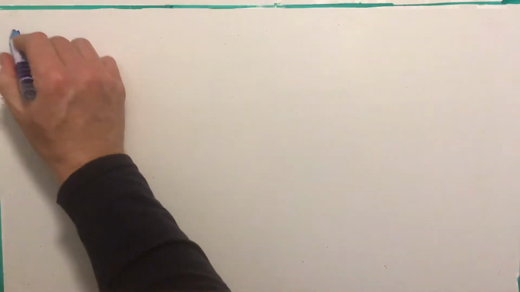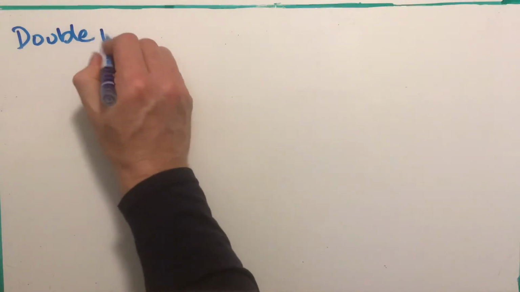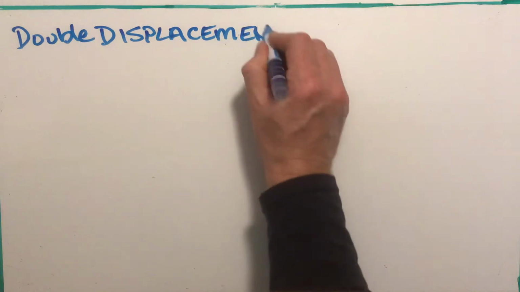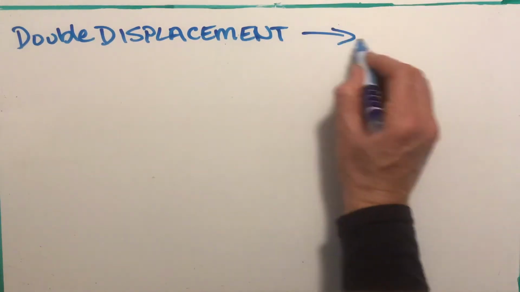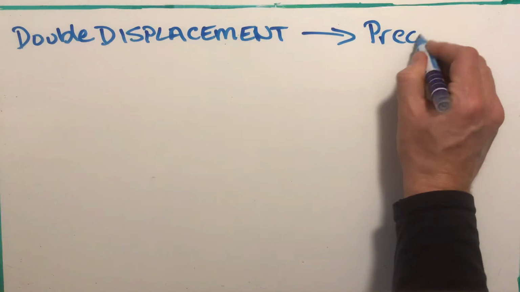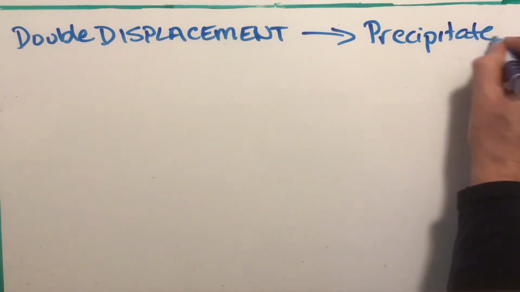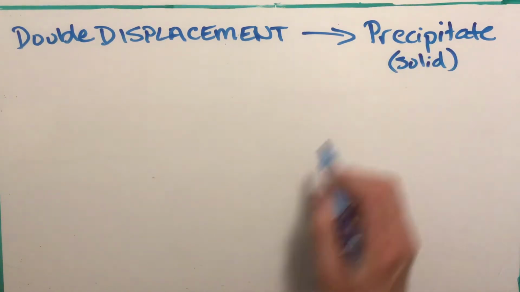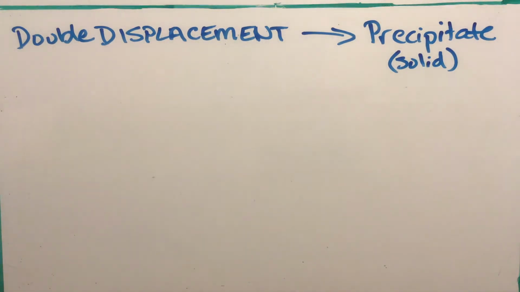So the first double displacement that we're going to look at are the ones that produce a precipitate. And remember, precipitate is a solid formed from 2 fluids. So we'll do several examples. This is reaction type number 1 of the double displacements. All right. We will be using our solubility rules. So I will get those out and I will refer to them as we go through the reaction.